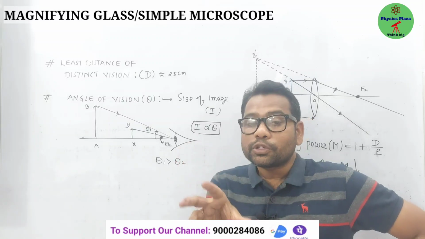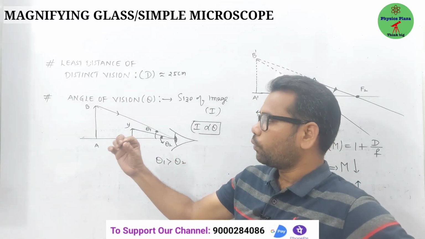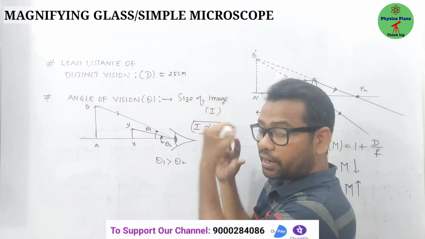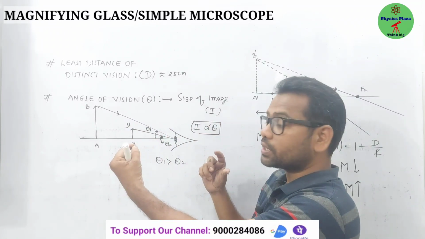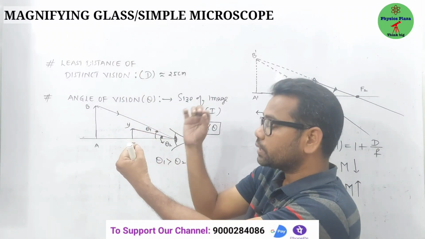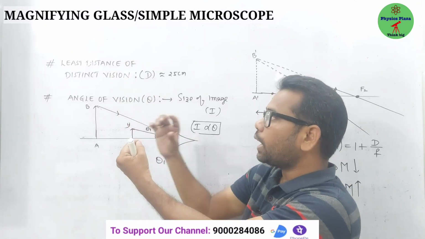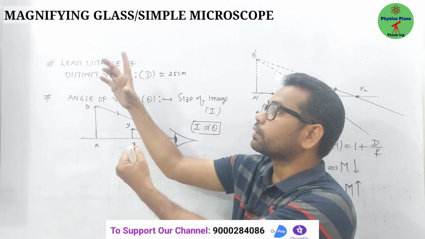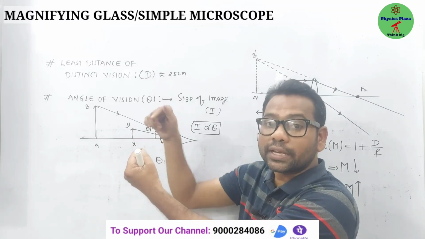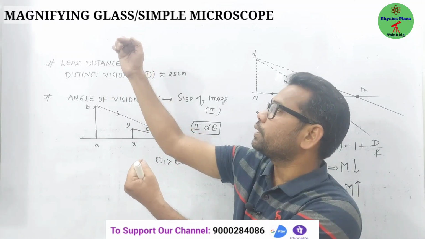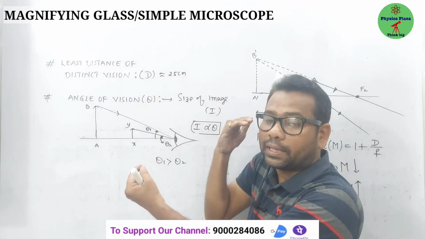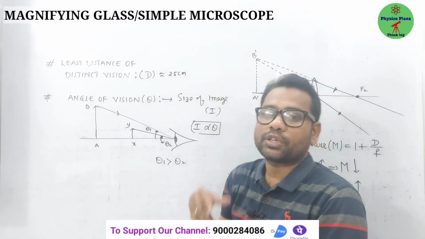For that, we use a magnifying glass. What will happen when the magnifying glass is introduced between this tiny object and my eye? We have to adjust the distance such that the image size is increased, enlarged. So I can see the image of this object bigger. Why? Because this lens gives an enlarged image of this tiny object. The light rays coming from this bigger image make a bigger angle, so I can feel a bigger image.